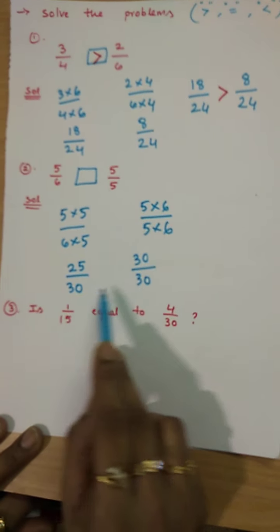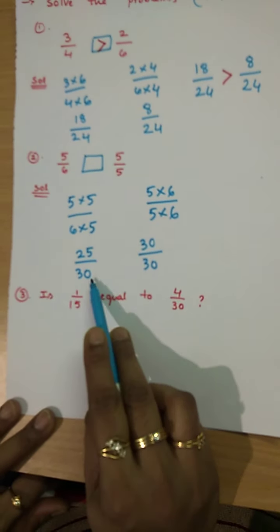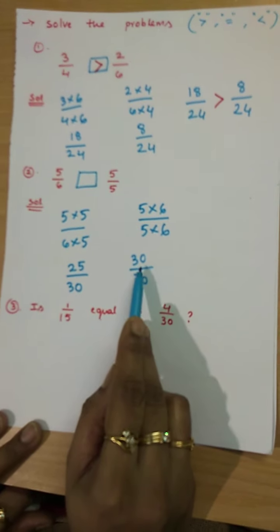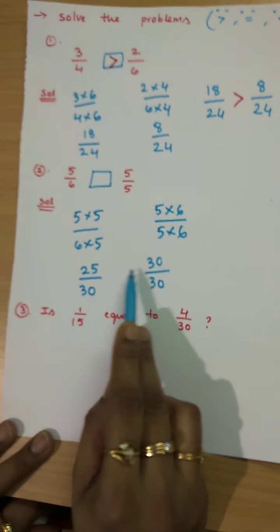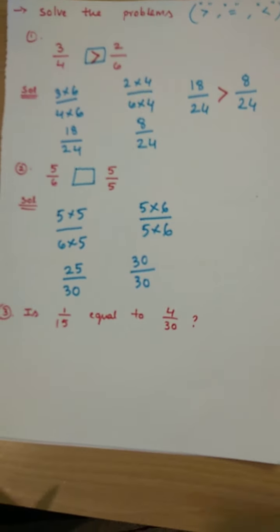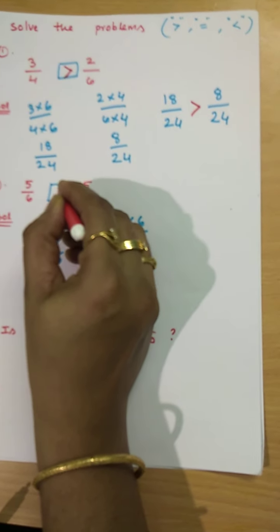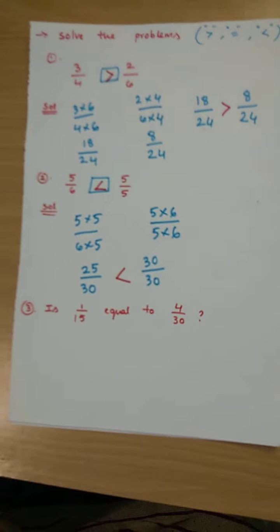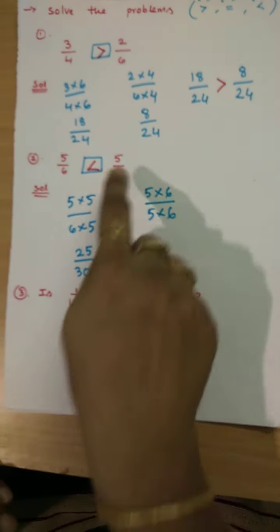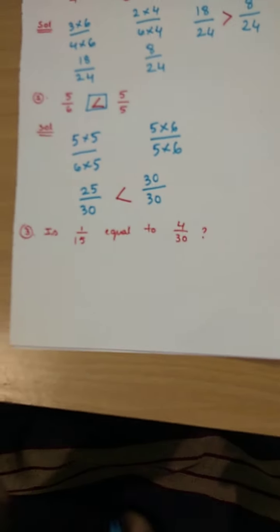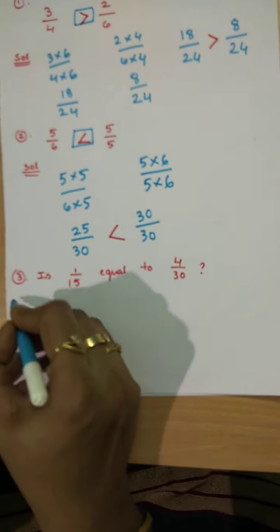Here both the denominators are same, so we are comparing only numerators. Here 25 is small and 30 is big. So 25 by 30 is less than 30 by 30. Here the less than symbol will come. So 5 by 6 is less than 5 by 5. Okay. Moving to another question.